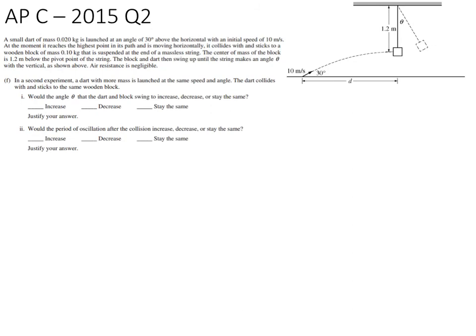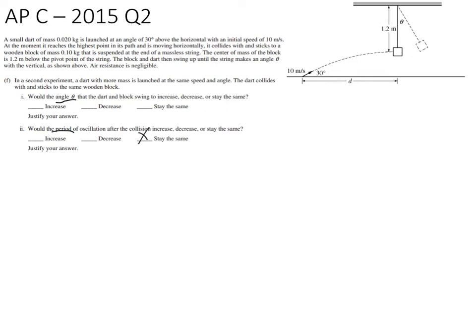Alright, now for this last part, it's asking: a dart with more mass is launched at the same speed and angle. Dart collides and sticks with the same wooden block, and they want to know, would the period of oscillation increase or decrease, and then would the angle increase or decrease? Well, we can answer that second one right now. Second one's easy. It's going to end up staying the same.